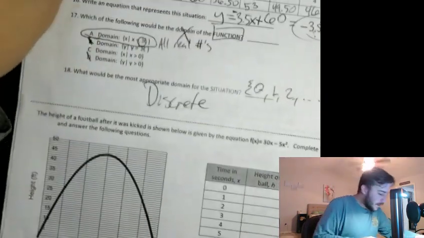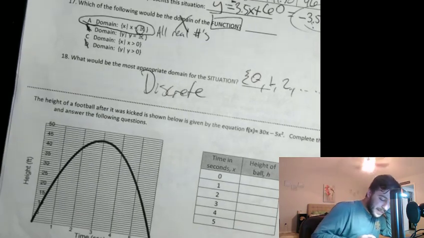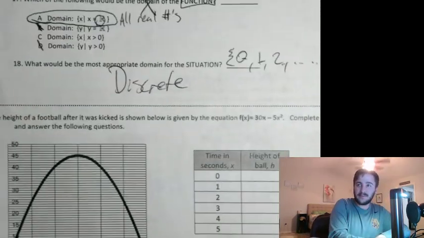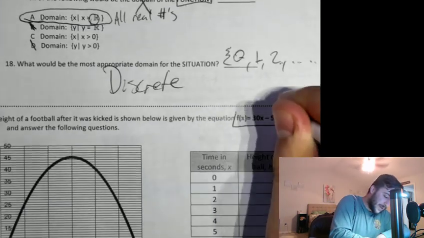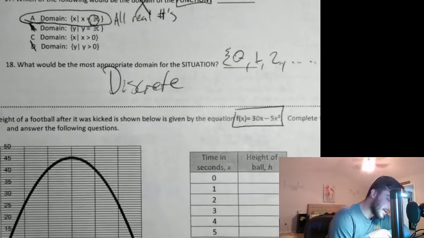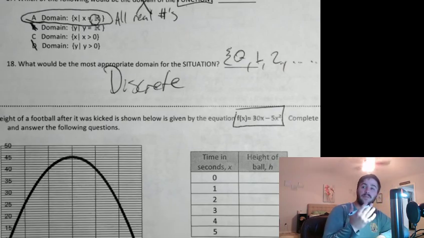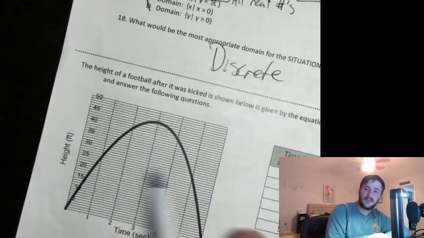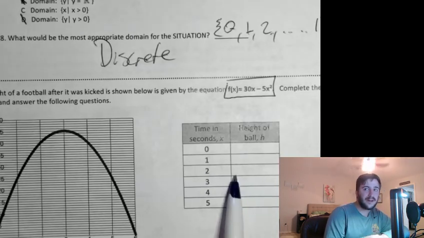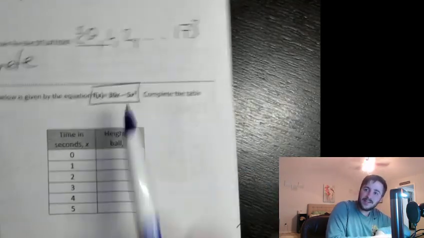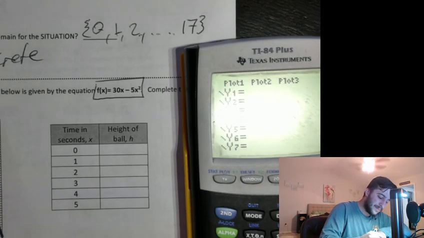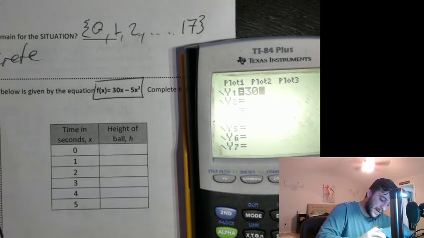Okay. The height of a football after it was kicked is given by the equation. Hey, they gave us an equation. That's awesome. Complete the table and answer the following questions. So if we need to complete the table, yes, we could probably pick points off of this graph and plug them over here. But anytime I've got an equation, I'm going to use that. Much more precise. Let's see, 30x minus 5x squared.